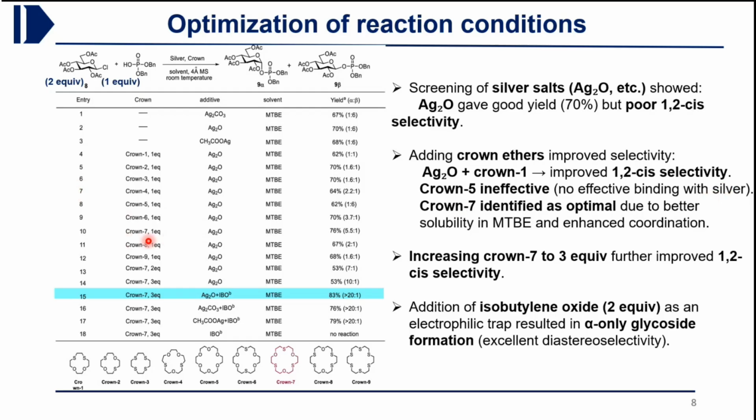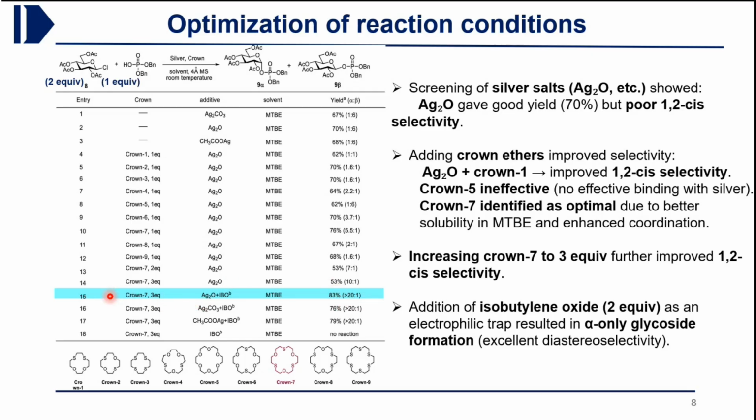Then they went further to 6 and 7. In the case of 7, they are getting a good alpha selectivity, like 5.5 to 1. Then 8 and 9 they also tried. With crown 7 giving good alpha yield, they increased the equivalents: 2 equivalents gives 7 to 1, then 3 equivalents gives 10 to 1. Again with crown 7 at 3 equivalents, they get 10 to 1.